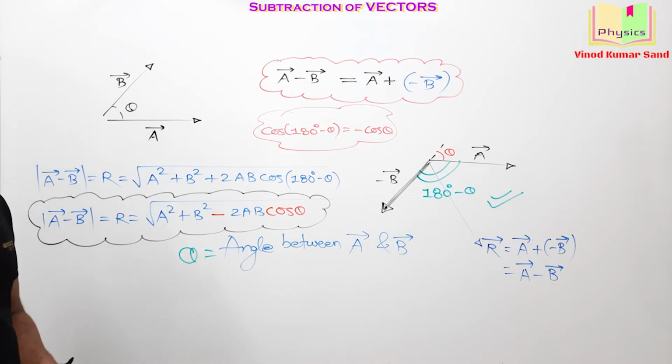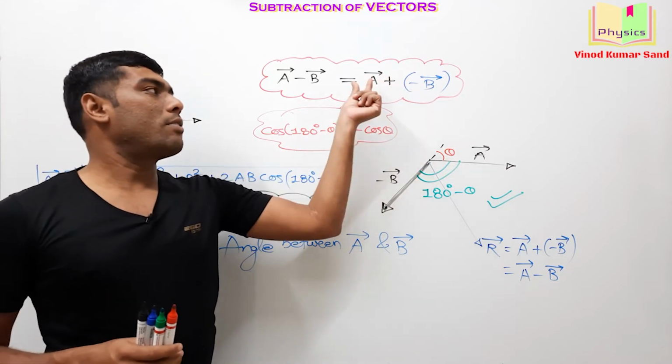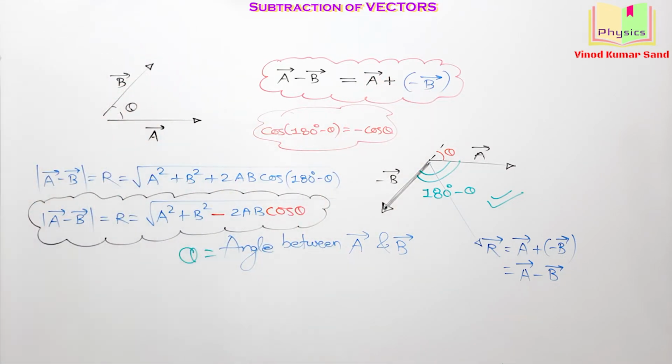You can note it down up to here. It's basically the vector addition only. We are adding a negative vector with the given vector. That's it.